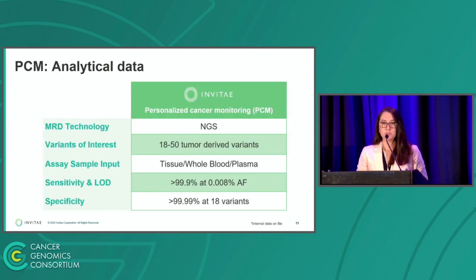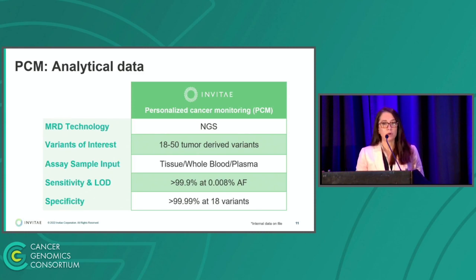So we do select 18 to 50 variants because that's where we have been able to maximize our sensitivity and specificity. It also gives us flexibility for patients with higher or lower mutational burden, right? So that we're able to actually create a panel for most patients, but optimizing sensitivity.